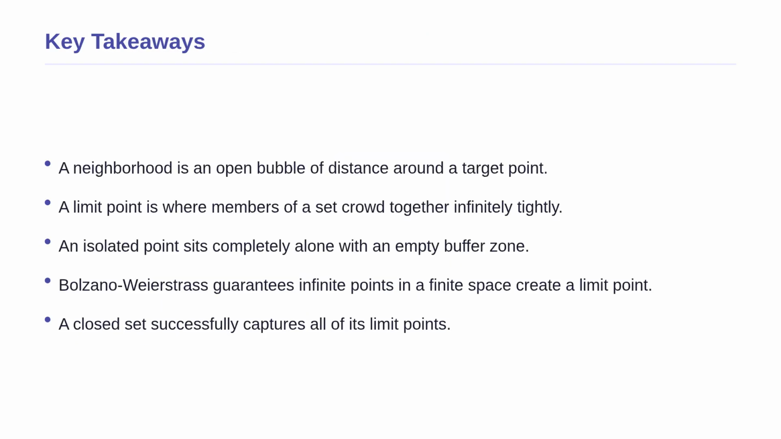We have covered a lot of ground today. Remember, a neighborhood is simply a small, open bubble of distance around a target point. A limit point is a location where the members of a set crowd together infinitely tightly, while an isolated point sits completely alone with an empty buffer zone. The Bolzano-Weierstrass theorem guarantees that infinite points trapped in a finite space must always create at least one limit point. Finally, when a set successfully captures all of its limit points, it earns the title of a closed set. You now have the foundation for mathematical analysis.